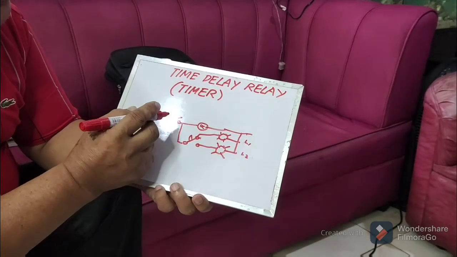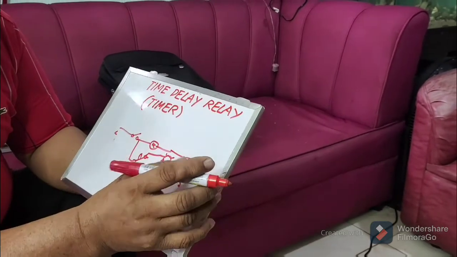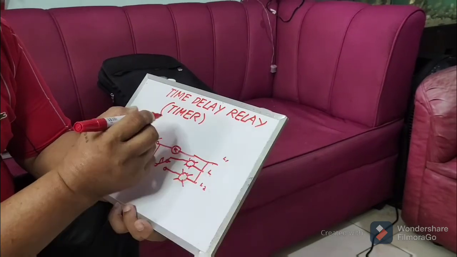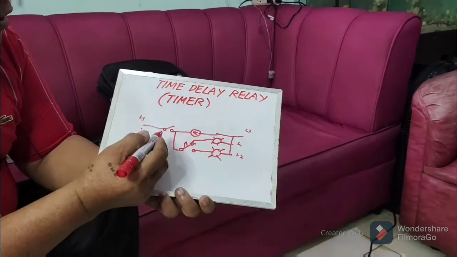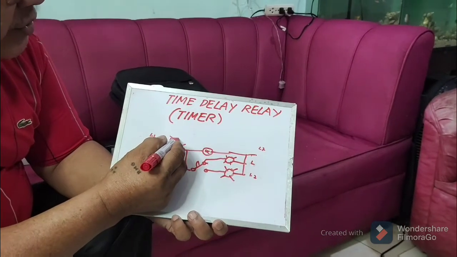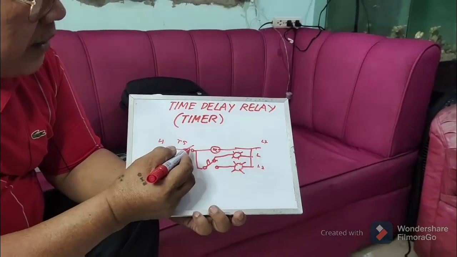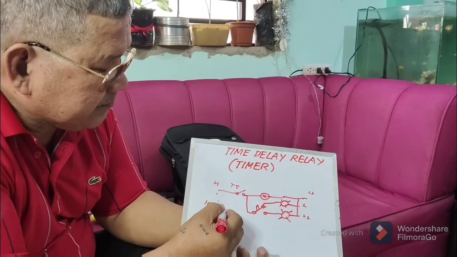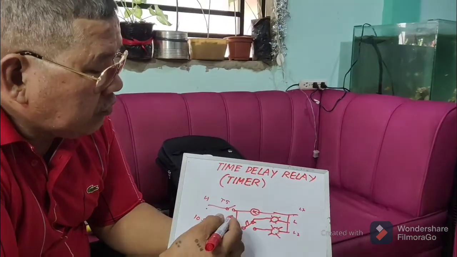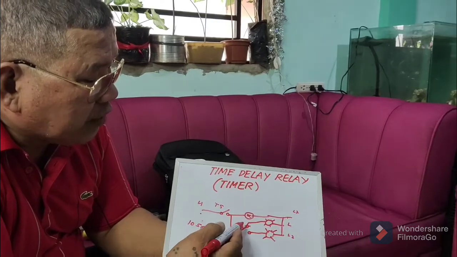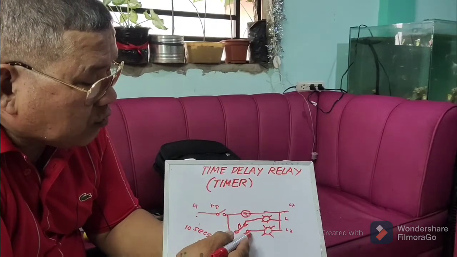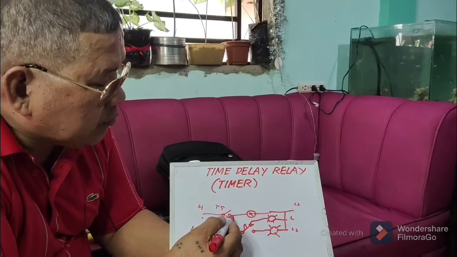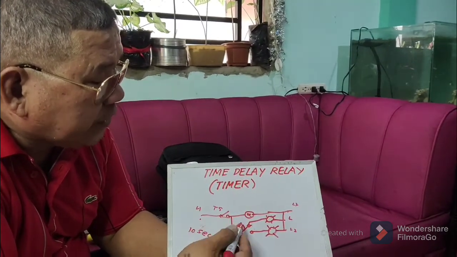So if you will energize this, line 1, line 2, line 1, line 2. So this is your toggle switch, then this is your magnetic coil. So you adjust this to 10 seconds. Just observe, we are using the contact now, the timing contact. This is what we call timing contact.